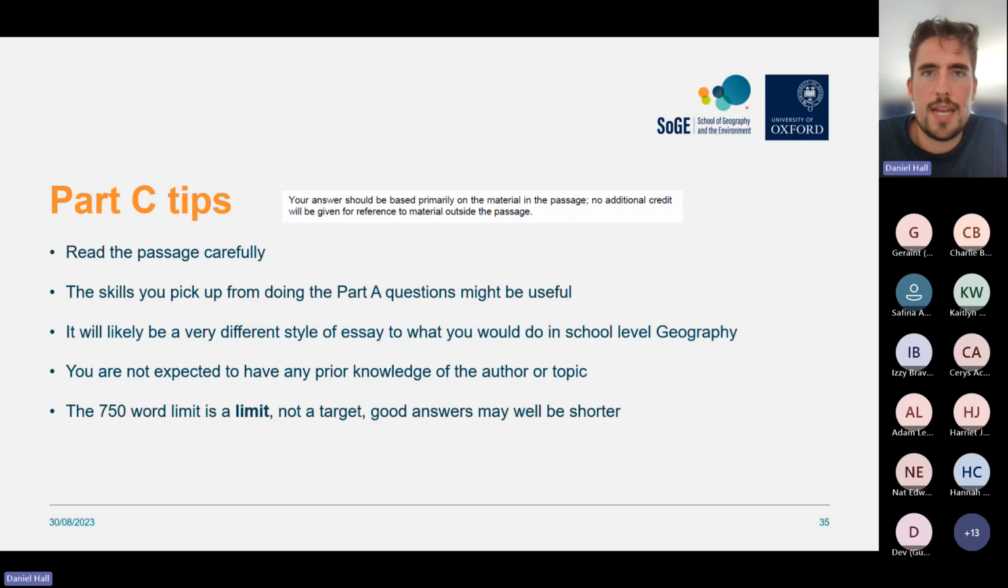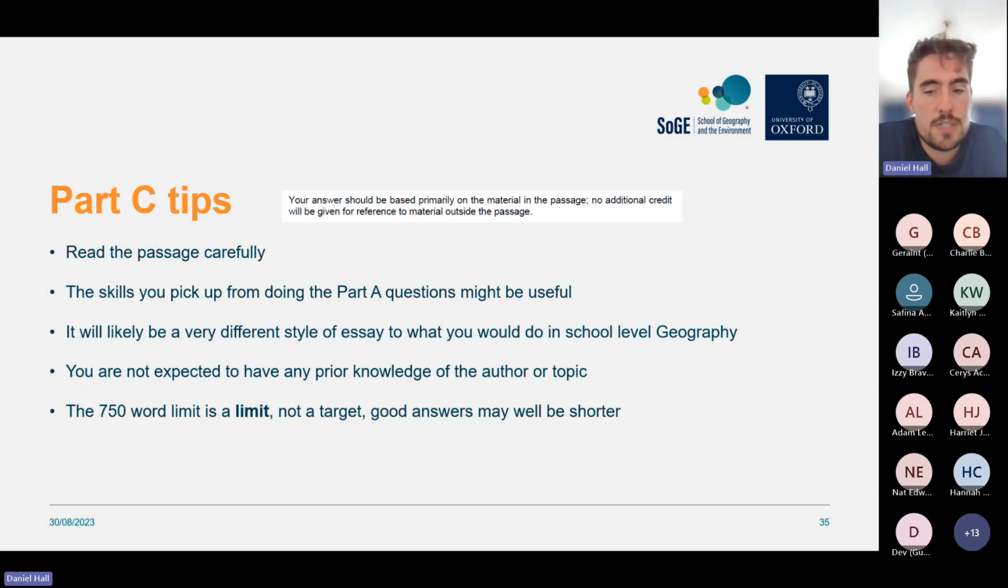Don't try and write an A-level geography essay if you do A-level geography, because it's very different. You're not expected to have any prior knowledge of the author or topic. You might do. It might be something fairly well known. It might be something pretty niche. But remember that the question is asking you to rely on the information within the passage rather than bringing in outside information. So there's a 750 word limit.